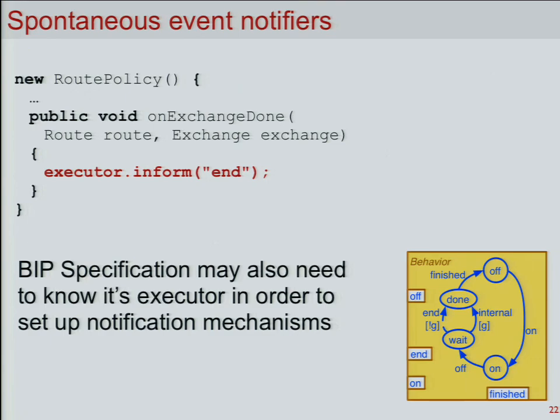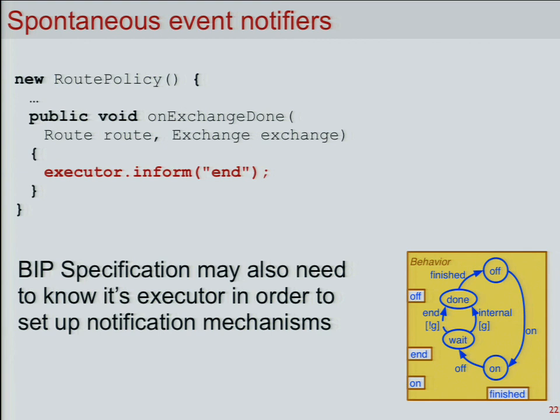Okay, one tricky part. The BIP specification, or let's say the BIP component, has to get information from the external world about spontaneous transitions. How can we do it? We can use the Camel API to create notifiers, to tell the Camel engine we want to be notified when the exchange has been done, when the route has finished a piece of work. The little problem is that you have to actually inject the executor, the BIP executor, into the BIP specification because it's the executor that has to be informed about it. So there's a little trick going on here.